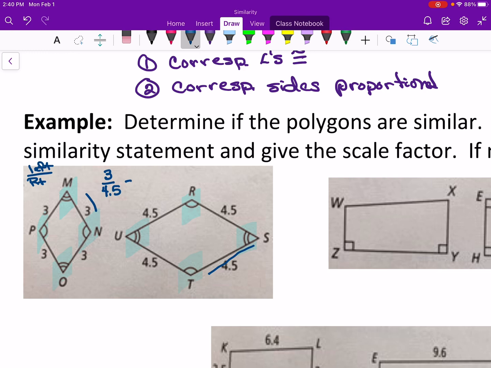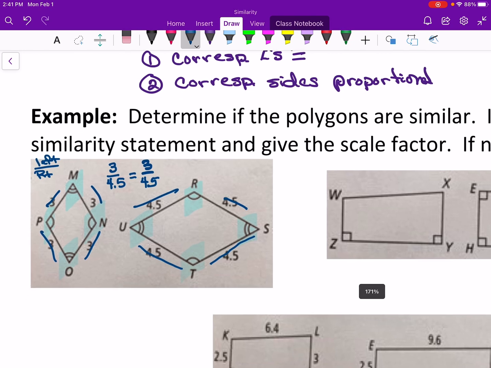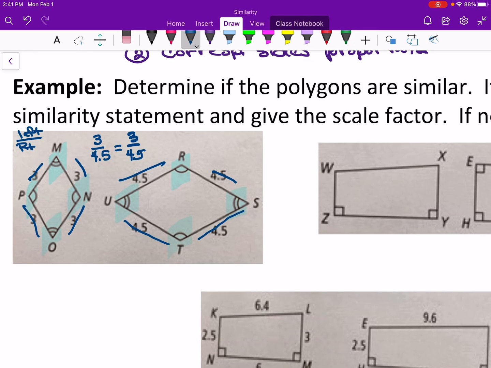And then we're going to check and see if all of them are in the same proportion. So keep walking around the figure. 3 to 4.5, 3 to 4.5, 3 to 4.5. All of those ratios are the same, so it passes the test. So the two figures are similar.